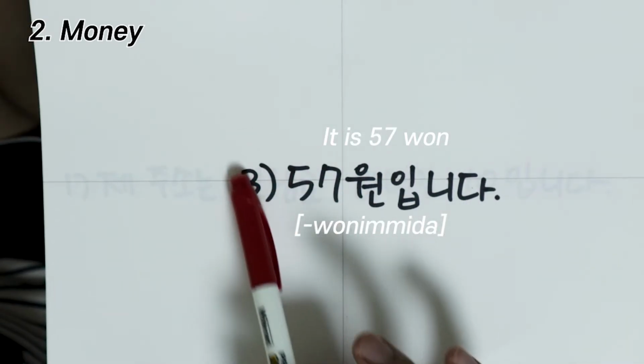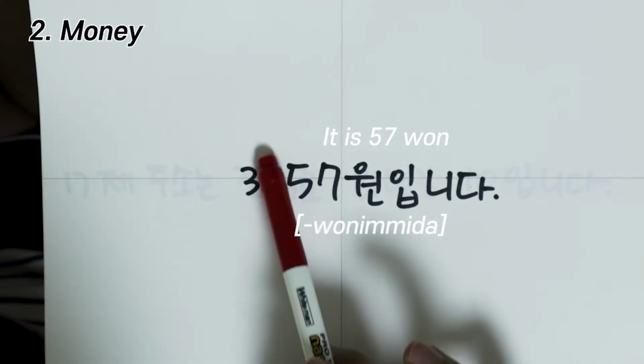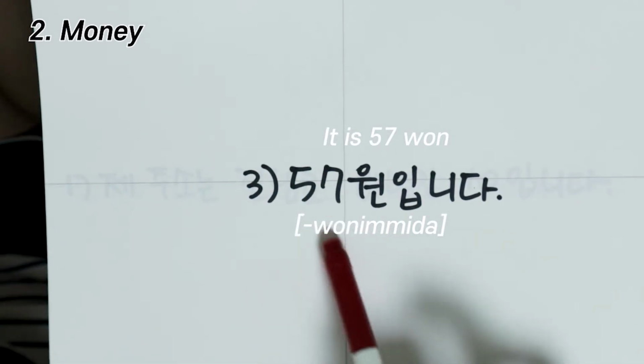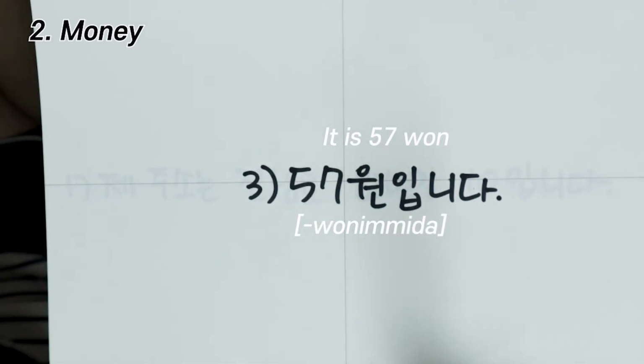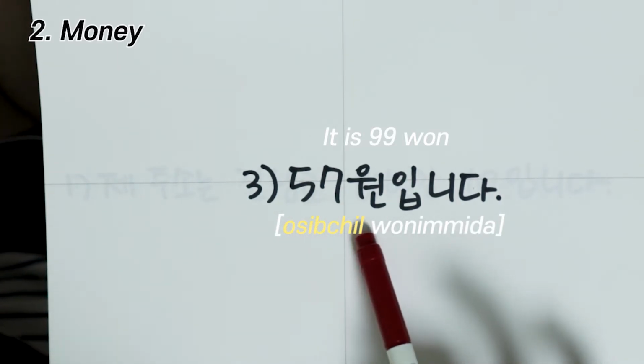99원입니다. This means it is 57 won. So how can you say this number in Korean? 3, 2, 1. 57원입니다.